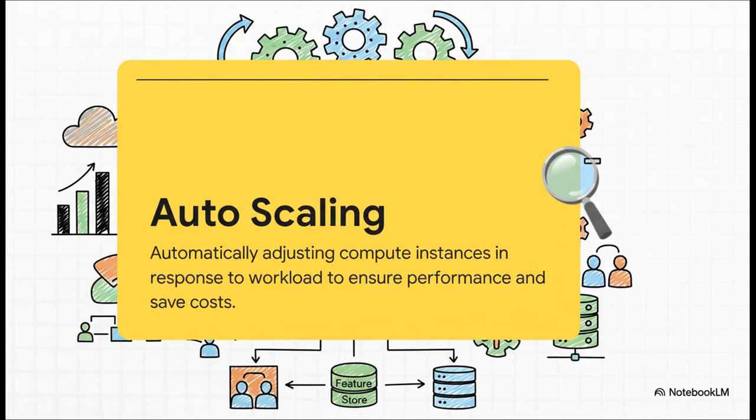This is where auto-scaling comes in and saves the day. And it's brilliant because it does two things perfectly. It protects your users by automatically adding more power during those traffic spikes. But just as importantly, it protects your wallet by scaling back down when things are quiet. You get performance when you need it, and you save money when you don't.